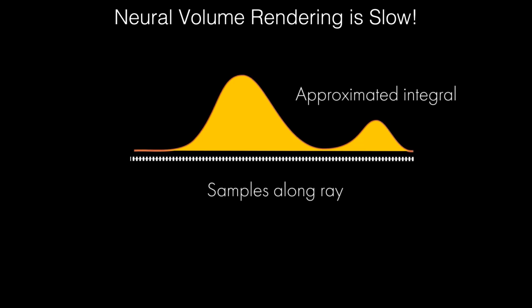So again, if you have a 1080p image, you're going to have millions of different rays per image, and you have to sample literally hundreds of thousands of times along each ray and run a full feed forward pass for each of these samples. So you can imagine that this is pretty slow.